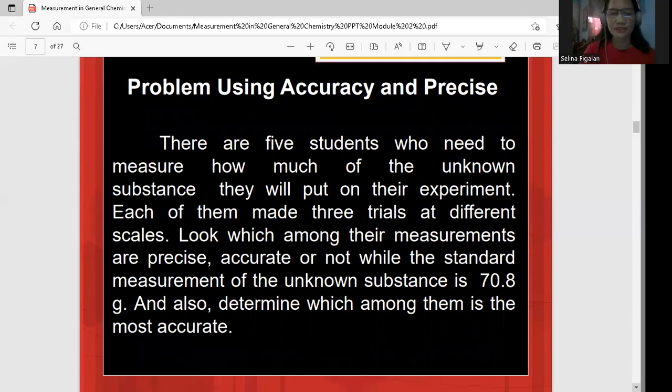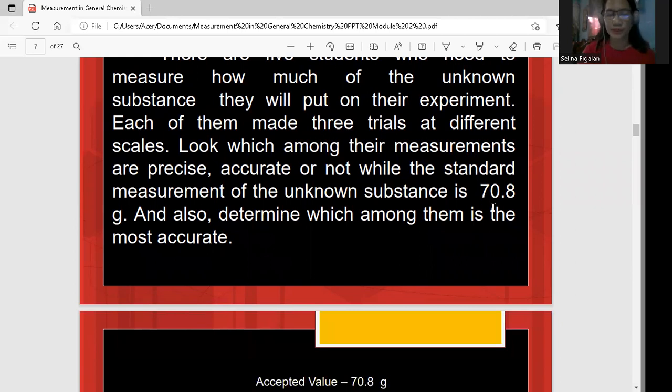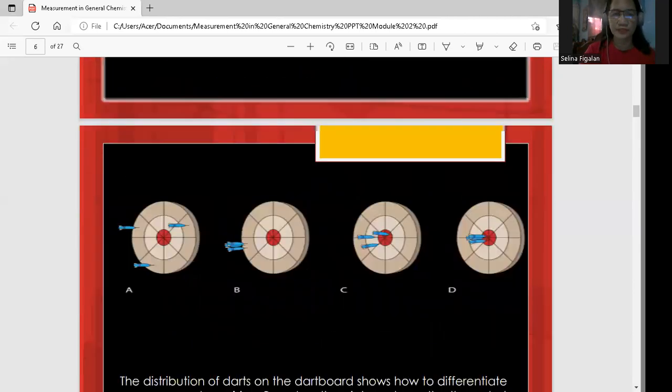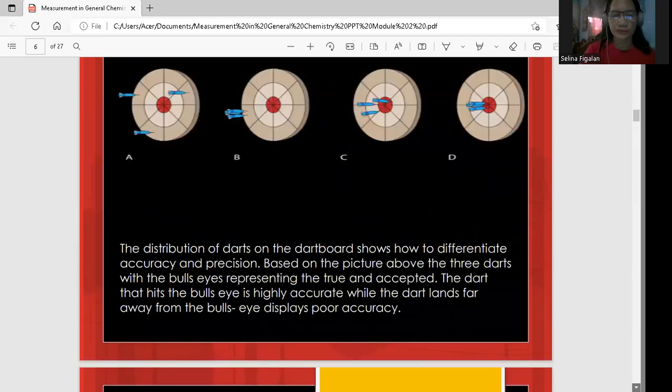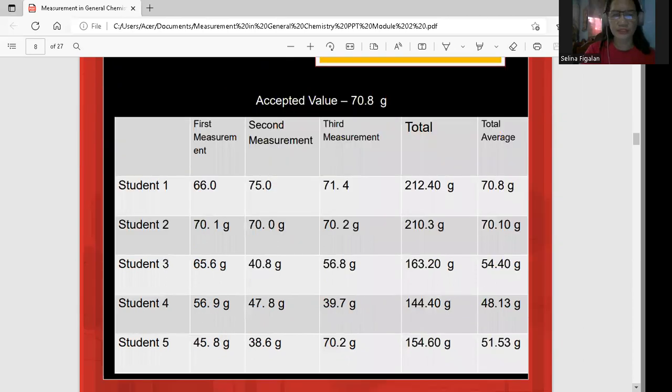So ang kanilang unknown substance ay meron siyang accepted value which is 70.8. Okay, so ito yung sinasabi nila on this, the true value in the definition of your accuracy here. Okay, this one. So it's here, it says that it is about the true value. So that is what you call the accepted value. Okay, so here is the table. So 5 students, meron silang ginawang 3 trials. Tapos ito yung kanyang result.